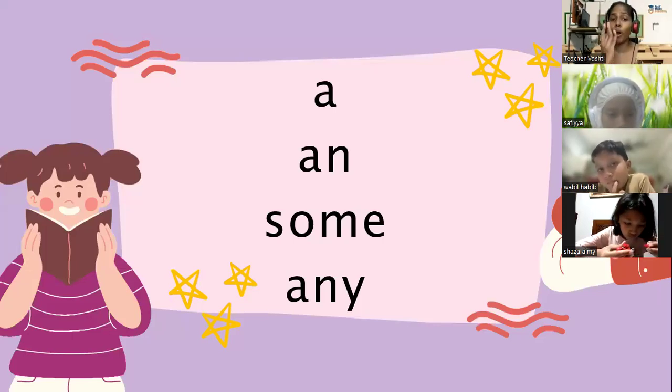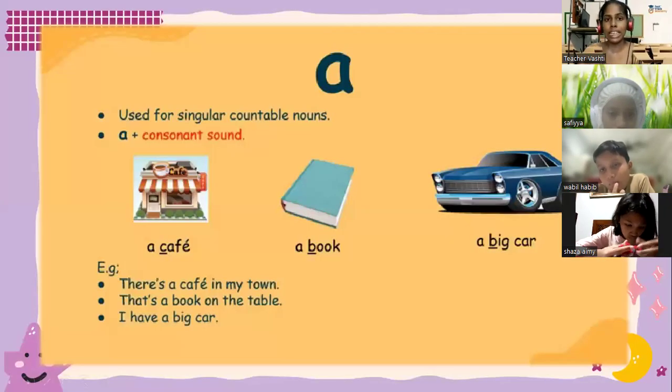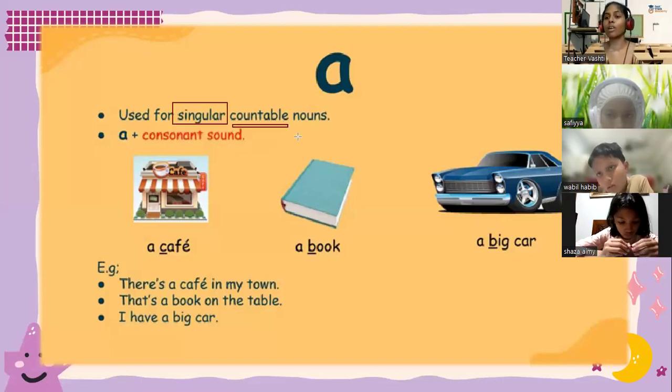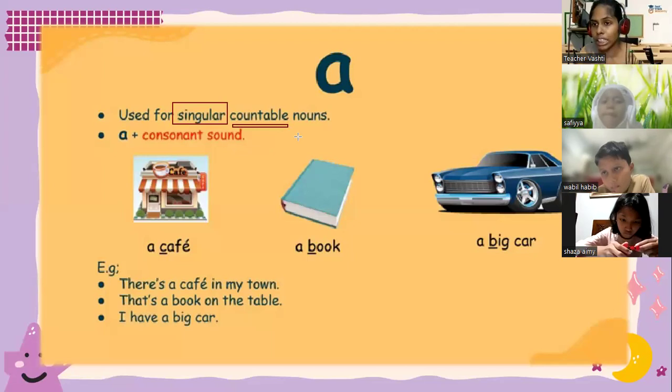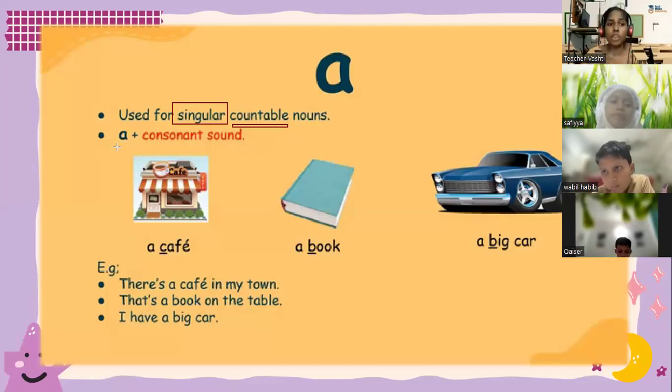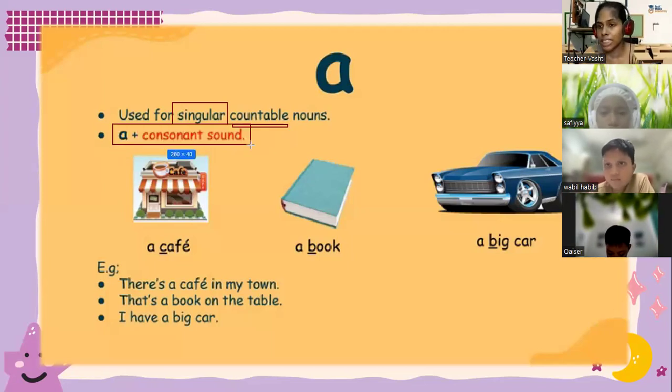Alright, now moving on to a and some and any. Okay, we have 4 important ones that you're going to learn today. Now the first one, a. Where do you use a? A is used for singular countable nouns. Maksudnya satu sahaja dan benda yang boleh dikira. The most important thing, paling penting, we use a before consonant sound.